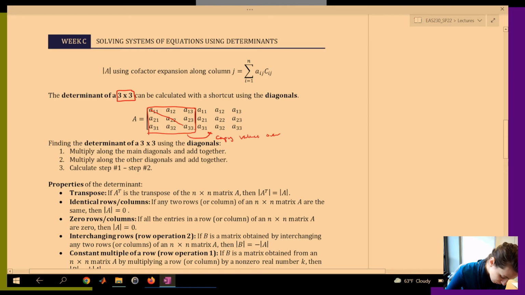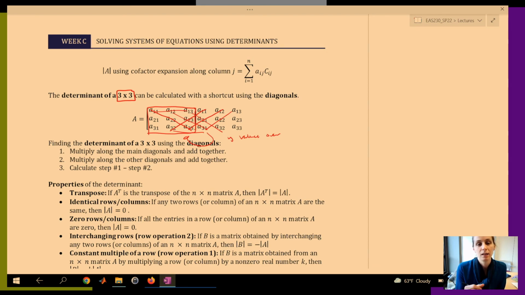So we multiply these numbers together, multiply these numbers together, multiply these numbers together, add them all up, and then we do the other diagonals. So multiply these ones, multiply these ones, multiply these ones, and then we add those all together, and then we subtract. So it's essentially these numbers minus these numbers. Same idea though, but now we have 3 diagonals instead of 2 diagonals. Or we have 3 sets of numbers per diagonal, but there's the same fish method.